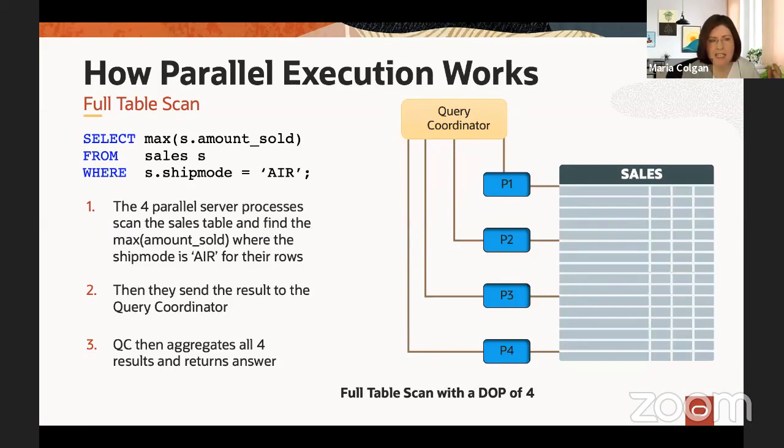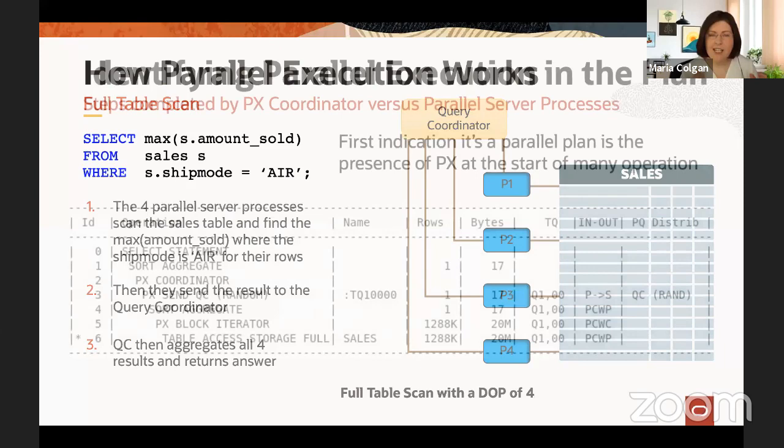Well, let's imagine we've been asked to find the maximum amount of goods we've sold where the ship mode equals air. And let's say we have a parallel degree of 4. That means the query coordinator will get 4 parallel server processes from that pool of shared resources, and it will tell those processes they need to scan the sales table. So each one of the processes will scan a different part of the sales table. They'll apply the where clause predicate to their group of rows. They'll calculate the max amount sold just for their group of rows, and then they'll return the results to the query coordinator, who will get 4 max sales amounts. And the coordinator will then simply aggregate those amounts up to find the highest max, and return that to the end user.